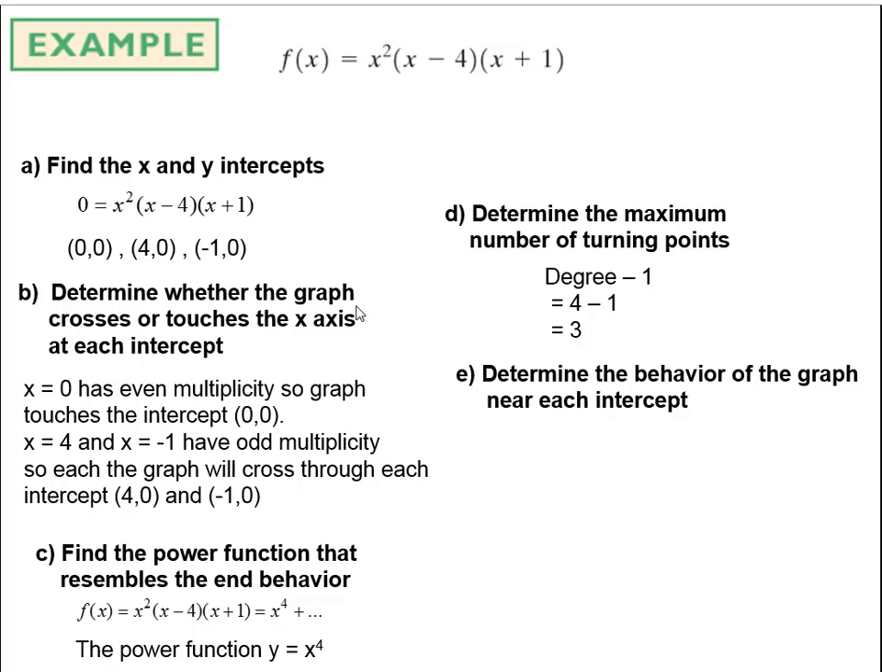All right, letter D says determine the maximum number of turning points. There's a fourth degree polynomial, as we just discussed in letter C. So we're going to have at most 3 turning points. Right? Could have fewer, but we'll have at most 3.